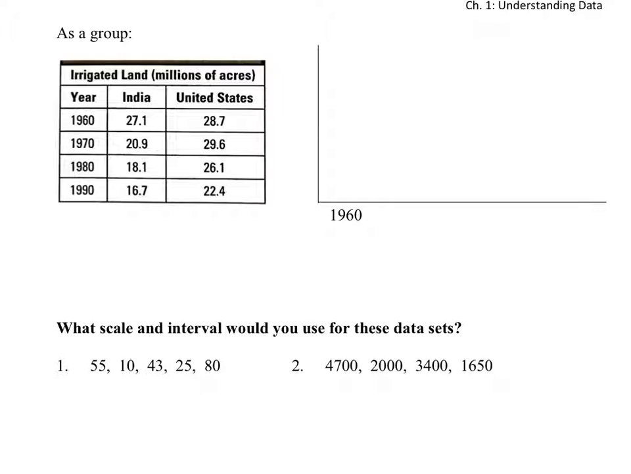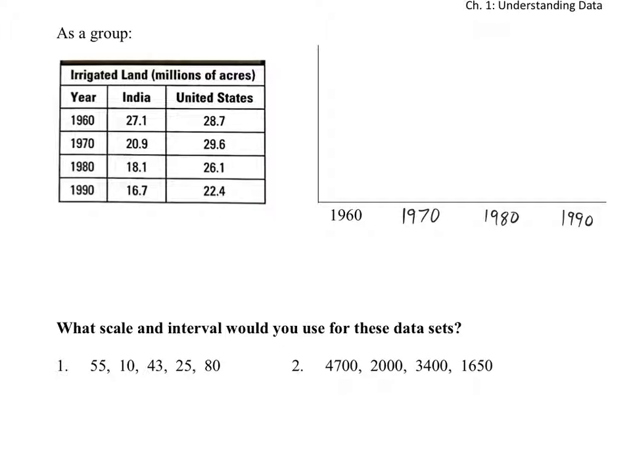Irrigated is the amount of land that is watered, essentially. So lawns, farmers' fields, that type of stuff. So if we have a 1960, next to 1960 we're going to have X-axis. 1970, then a 1980, and a 1990. So I'd try to somewhat evenly space those out. There's 4 years that should go along the bottom. Good? So we have that.